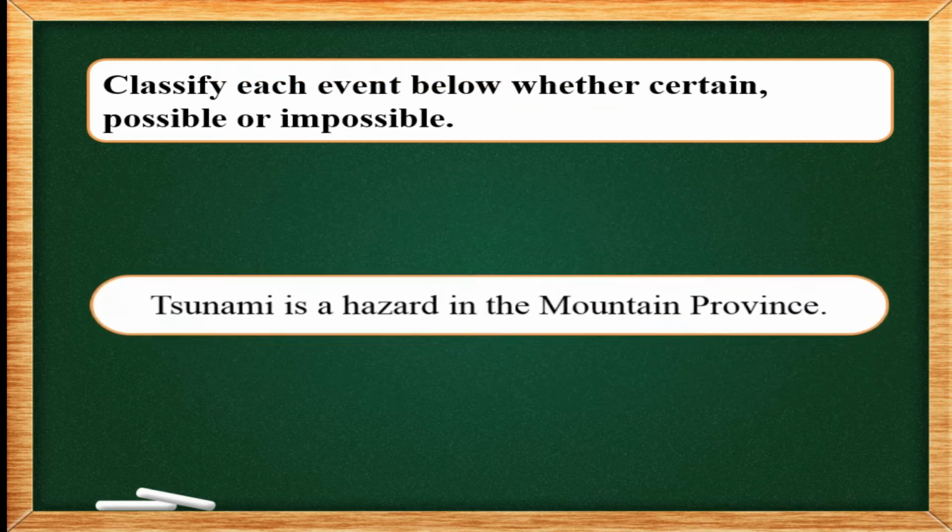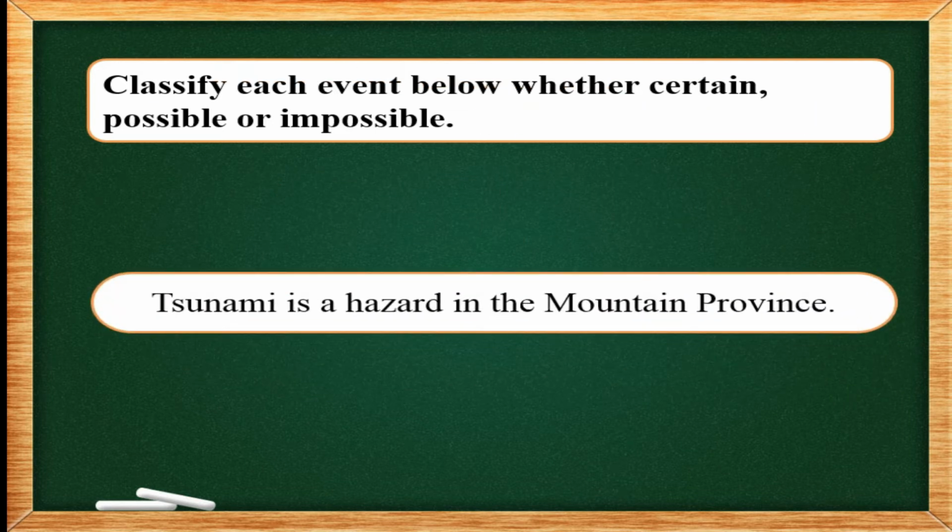Next, tsunami is a hazard in the mountain province. Is this a certain event, possible or impossible? Tsunami is a hazard in the mountain province is an impossible event because the mountain province is a landlocked area. In other words, we are not surrounded by water bodies.